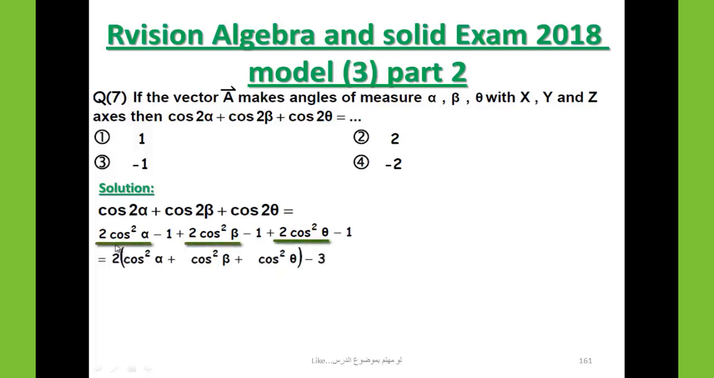By taking 2 as a common factor, we have 2 multiplied by cosine squared alpha plus cosine squared beta plus cosine squared theta, and negative 1 plus negative 1 plus negative 1 equals negative 3. But we know that cosine squared alpha plus cosine squared beta plus cosine squared theta equals 1. So the result equals 2 times 1 minus 3, which equals negative 1. So the answer is number 3, negative 1.